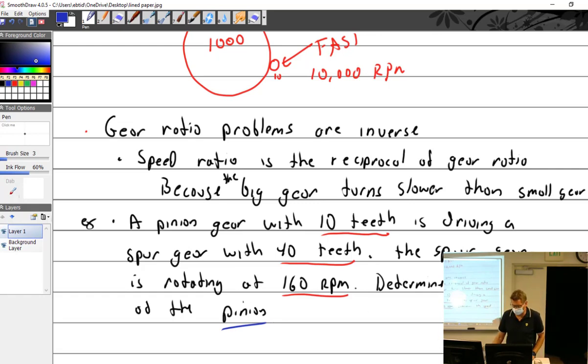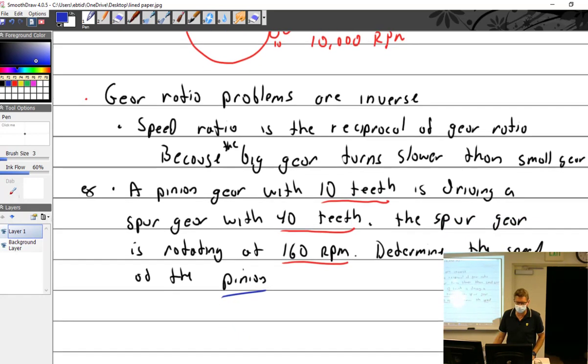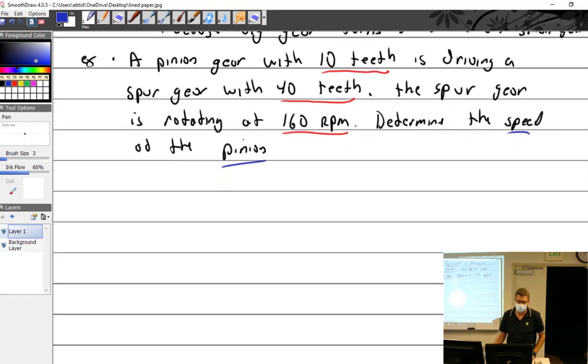So again, it's just a ratio, but you're going to set it up just slightly different, not much different. I'm going to say pinion over spur. I don't want to mess you up. So pinion over spur. What is my pinion? How many teeth? We'll do teeth first. It's 10 over 40.